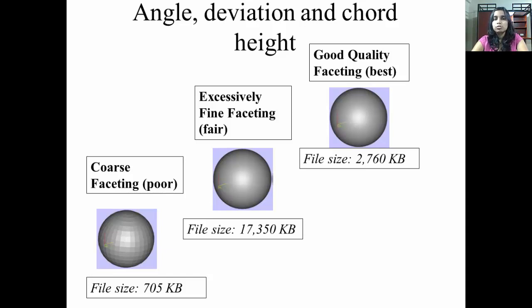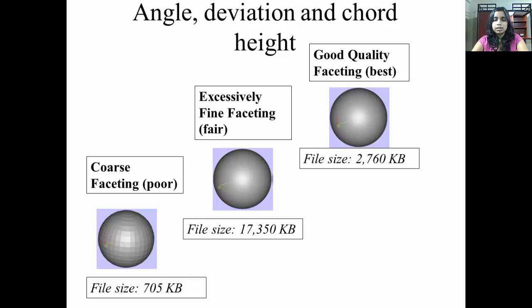If we want a very smooth surface or a rough surface, then we have to vary these angle deviation and chord length parameters. So there are three figures which indicate coarse faceting, excessively fine faceting, and good quality faceting. So first is coarse faceting.